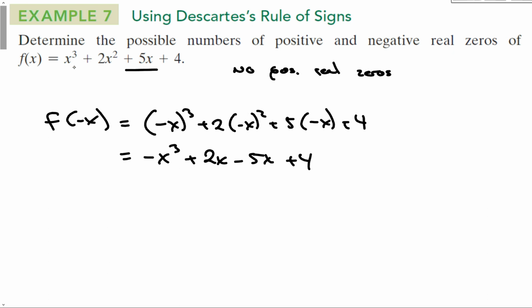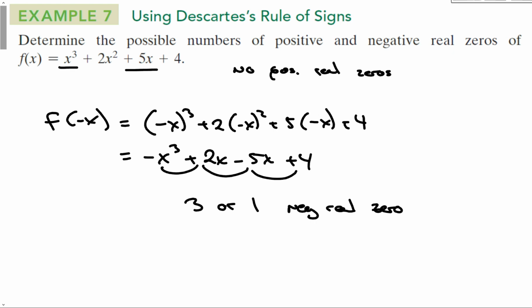And notice that the only two things that changed were the terms that have odd exponents. Count the sign changes. 1, 2, 3. 3 sign changes. That means that there are 3 or 1 negative real zero for this polynomial function. Okay. So what does this mean for us?